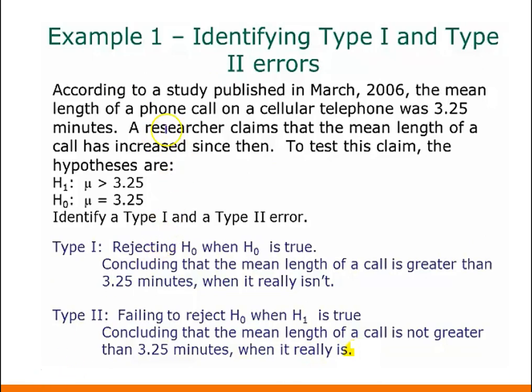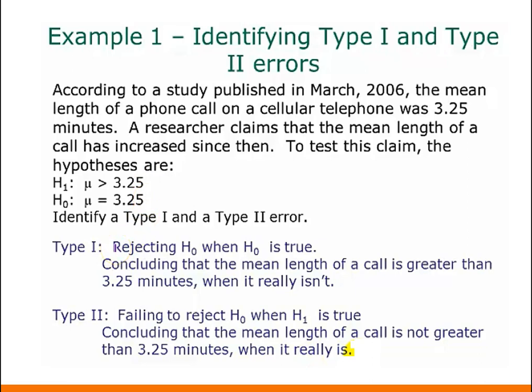So in this problem, a researcher claimed that the mean length of a call has increased since March 2006, and in March 2006 it was 3.25 minutes. So if we were going to test this claim, the hypotheses would be this. The alternative would be that mu is greater than 3.25. The null hypothesis would be that mu is equal to 3.25.